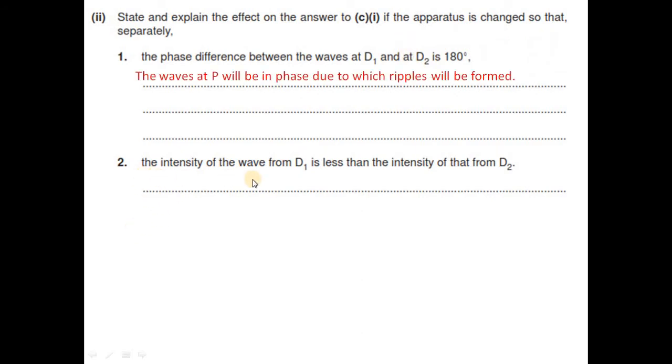The intensity of the wave from D1 is less than the intensity of that from D2. That means if you change the intensity of any one of the waves, we still have a constructive interference or a destructive interference, whatever the situation is. But in this case, because they are saying we are changing separately, that means we assume that in the first case, initially there was a phase difference 0 between D1 and D2, and the path difference is 5 by 2 lambda. So there will not be a complete cancellation or complete destructive interference. So we will see movement in the water.